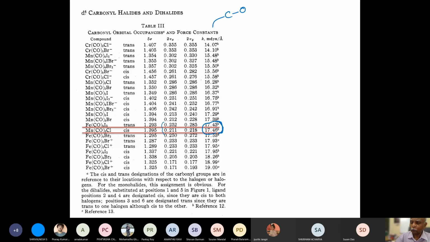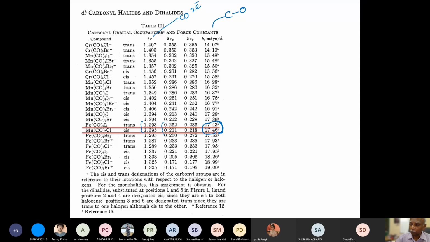But if you look at the sigma occupancies, the sigma occupancy is also different, with one compensating for the other. This is 5 sigma on carbon monoxide. What is left behind on carbon monoxide? Remember, in free carbon monoxide, this occupancy should have been 2 electrons. So 1.293 means 0.7 has been given away by the carbon monoxide.